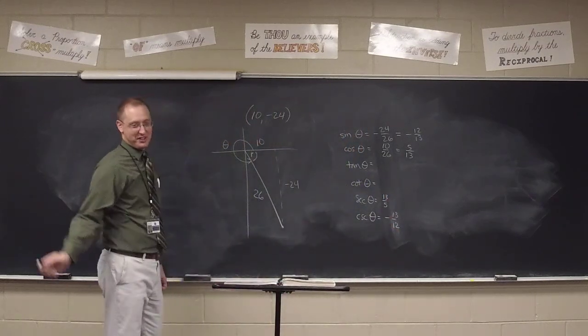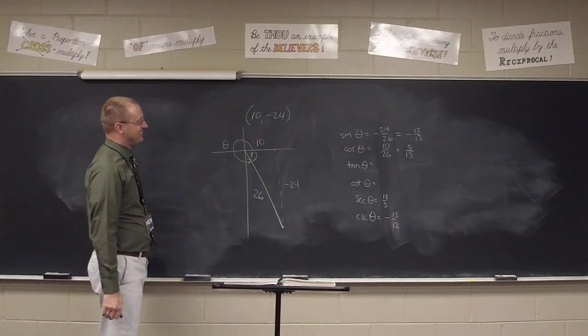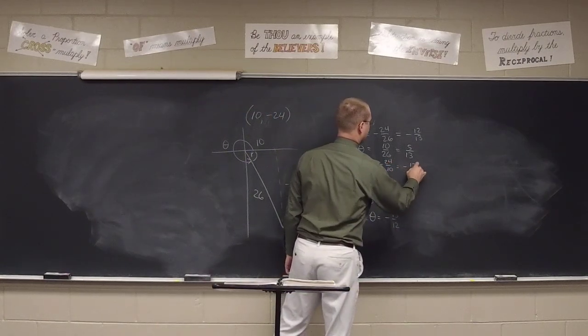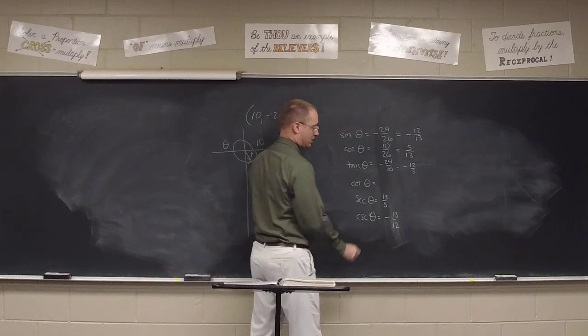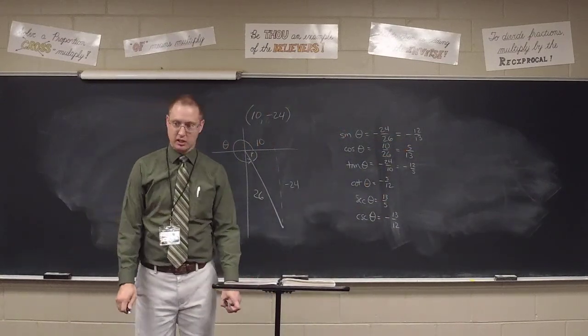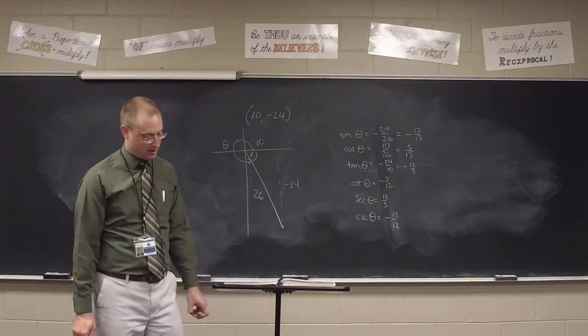For the tangent of theta, Jamie. -24/10, which reduces to -12/5. And therefore we get the cotangent, -5/12. And there we go. How many of these answers for number six? Mostly, except. Questions? All right, most of them.